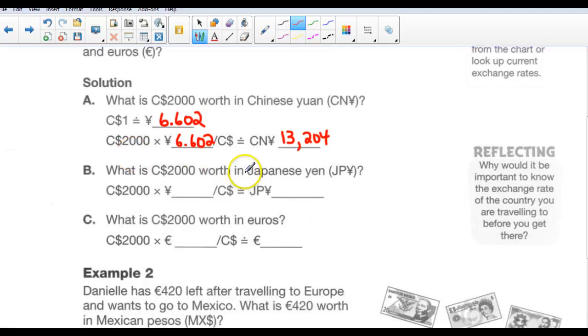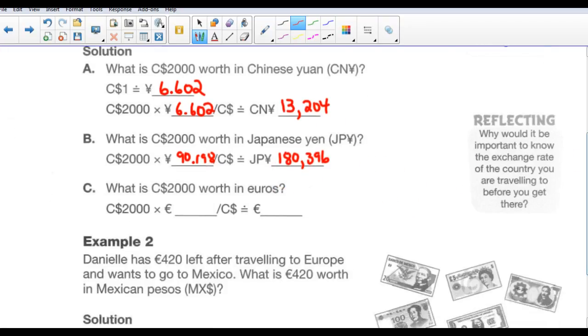What is $2,000 worth in Japanese yen? Well, we know that we have $2,000, and the exchange rate is $1 gives you 90.198 Japanese yen. So $2,000 times 90.198 gives us an answer of 180,396 Japanese yen. Now it seems like you got a lot of money there, but if you go to buy a chocolate bar, it might cost you 1,000 yen, or 500 yen. So it's all relative. It's all a matter of perspective.